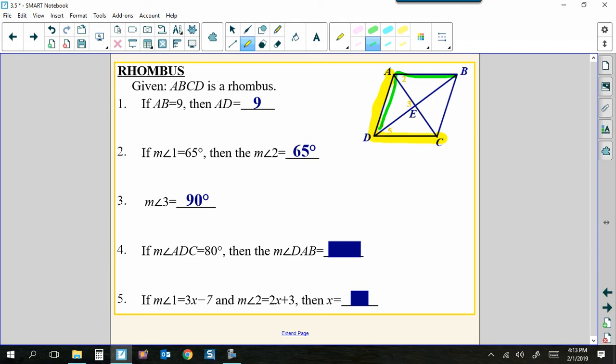So this is not a property of a rhombus, but we know that rhombuses are always parallelograms. So angle A and angle D without the diagonals there are consecutive to each other. And I know consecutive angles are supplementary. So therefore, the supplement of 80 is 100.